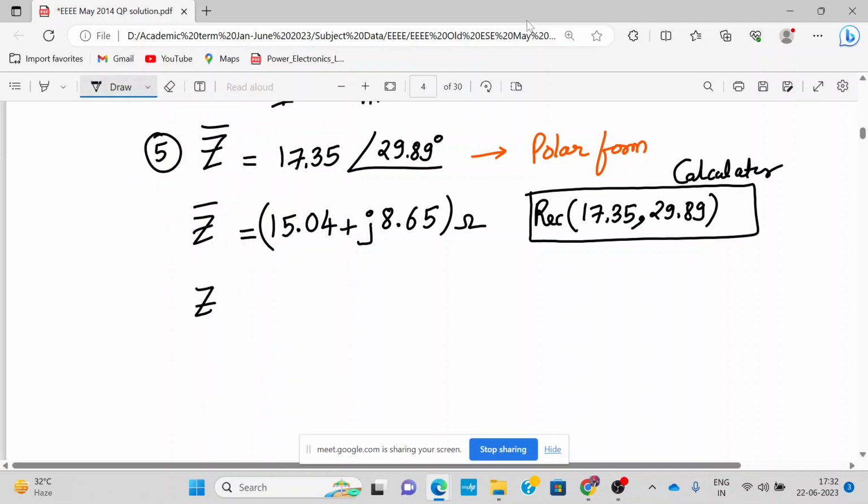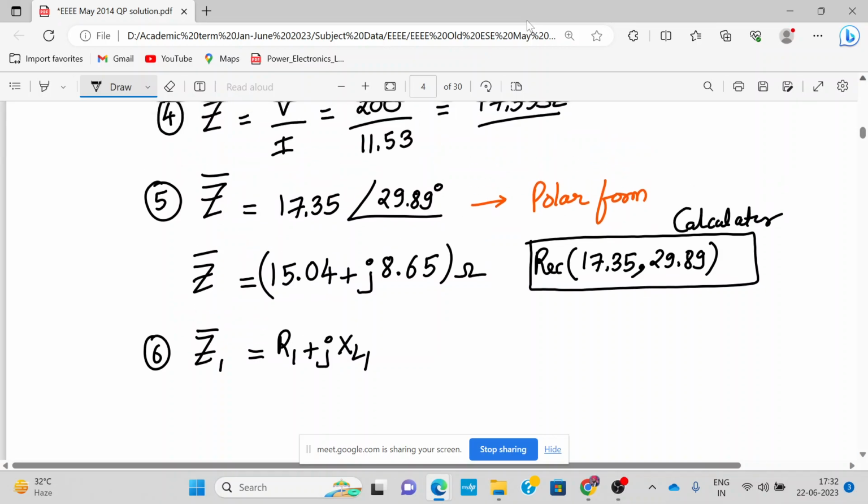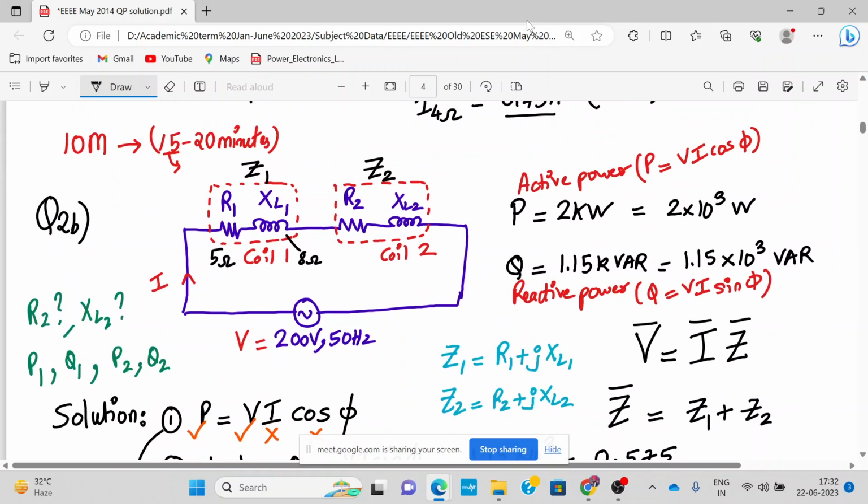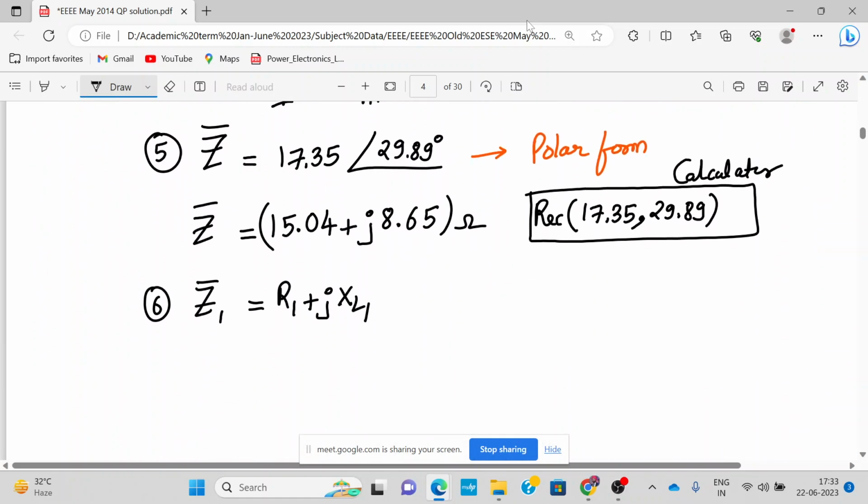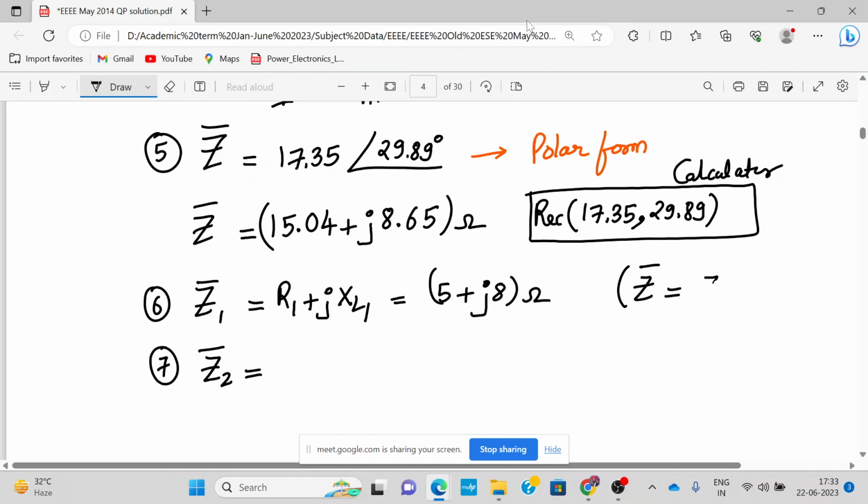What is Z1 now from here? Z1 is given to you, R1 plus j XL1. R1 is 5 ohm, XL1 is 8 ohm. So 5 plus j8. And now next step will be Z2. How do we calculate Z2? We know Z is Z1 plus Z2. So what will be Z2? Z minus Z1. Total minus Z1.